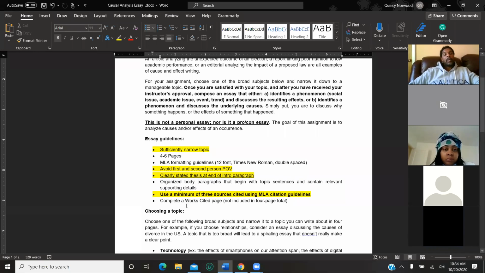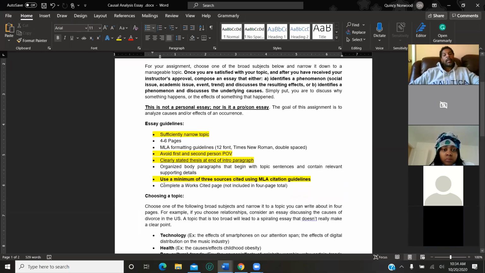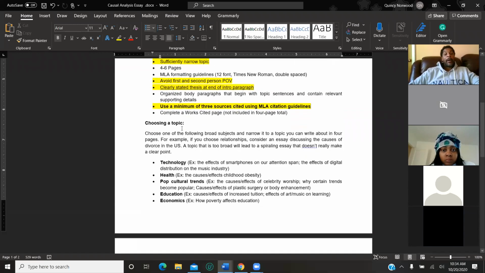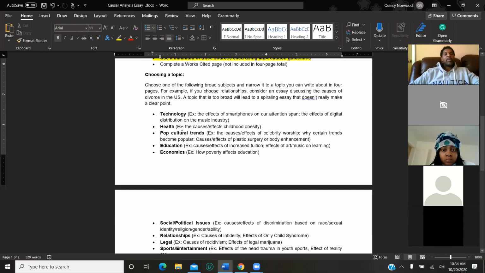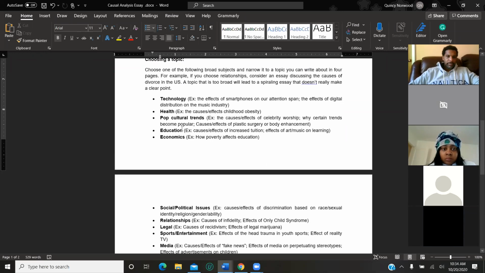So here are the guidelines for this assignment. And one caveat to all of this is, again, what you're working on is a rough draft. So again, just get your ideas out. We can always go back and reshape. Now, here's what could be the hardest part of this assignment: choosing something to write about.